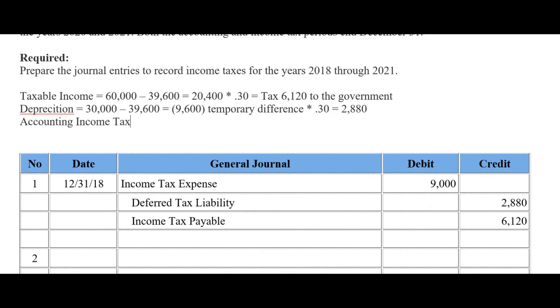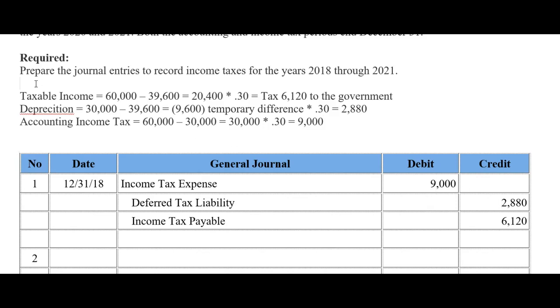We can also check that through finding our accounting income tax. Okay, so we got our taxable income for the government. Now we can find our accounting income tax. Remember, it said $60,000. Remember, that did not include the depreciation, so you're going to take that minus the $30,000. So that gives us $30,000 in accounting income times our rate of 30%, and that would give us the $9,000 in tax for 2018.